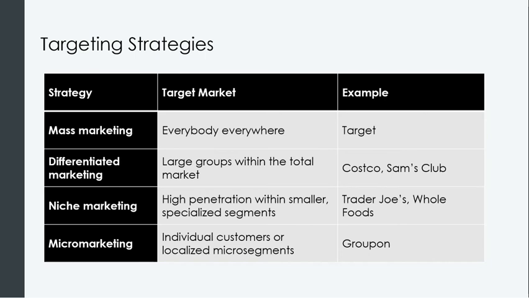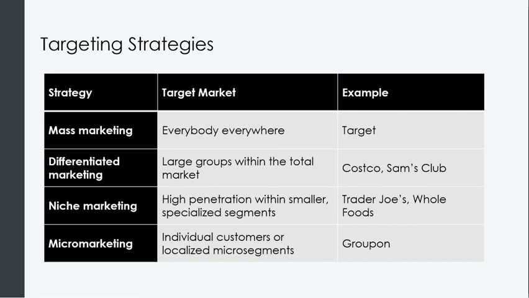Targeting strategies. There are many strategies you can use to target your customers. The first, for example, is mass marketing. This is a target market that targets everybody and everywhere. For example, Microsoft and Target, and many others. Differentiated marketing. You have to target a large group within a total market. So this is like products being targeted, for example, at customers in specific countries.